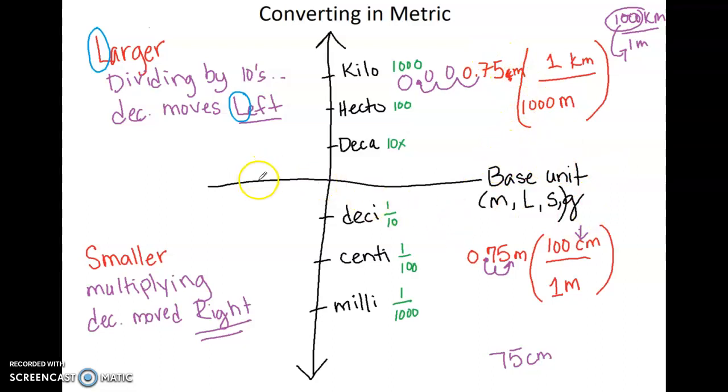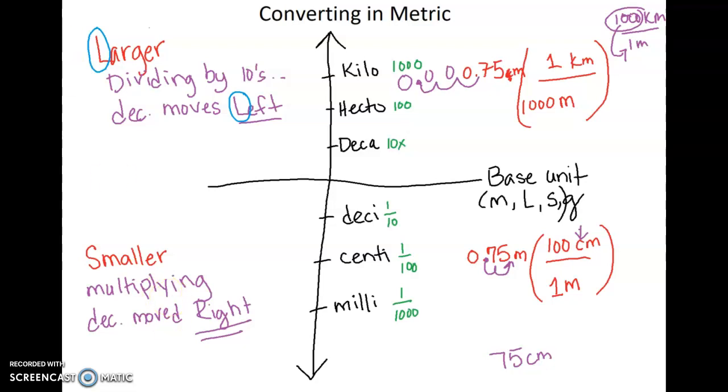When we are moving from the base unit to one of those larger ones, or if we're even down here and we're moving up, we're going to be essentially dividing by powers of 10, which is the same as moving the decimal place to the left. If we're smaller, we're going to be multiplying by powers of 10, which is the same as moving the decimal place to the right, the number of zeros needed.